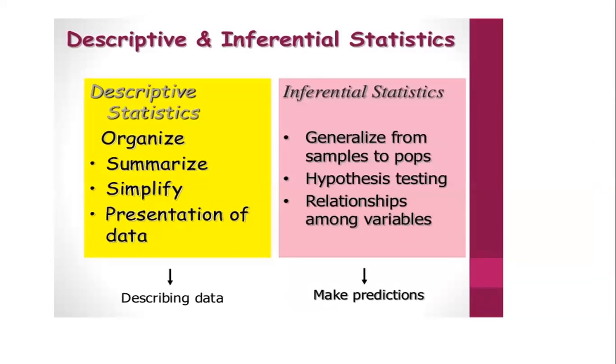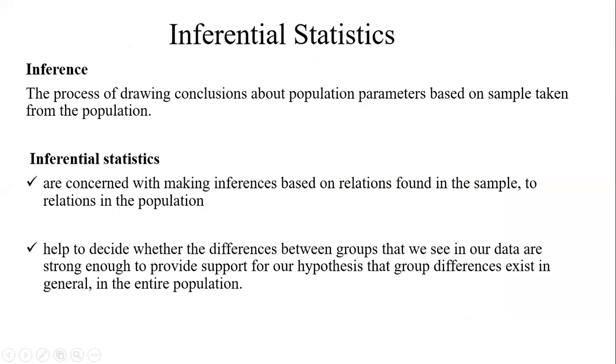Normally, we use inferential statistics to make predictions about your population using the parameters in your sample. Simply, you try to generalize the results of your sample to the population. Also, you use inferential statistics to test hypotheses. Also, if you want to find any relationship between variables, you go for inferential statistics. So let me explain deeply what inferential statistics is.